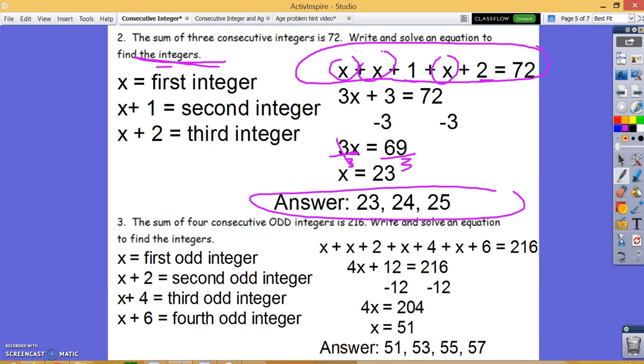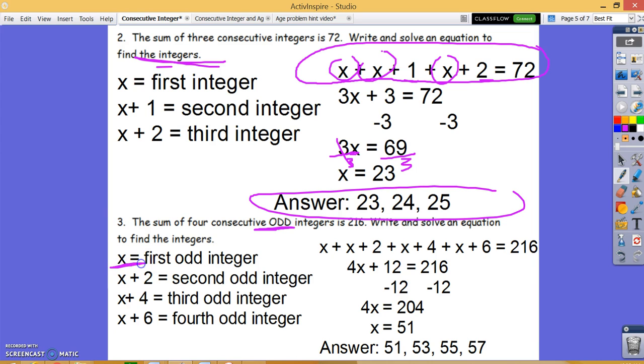The sum of 4 consecutive odd integers is 216. Write and solve an equation to find the integers. Now, the key word here is odd. Think about odd numbers. For example, 13, 15, and 17. They are all 2 apart from each other. Or 21, 23, 25. They are all 2 apart from each other. Any type of odd number is going to be 2 away from each other. Even though 2 is an even number, odds go up by 2s.